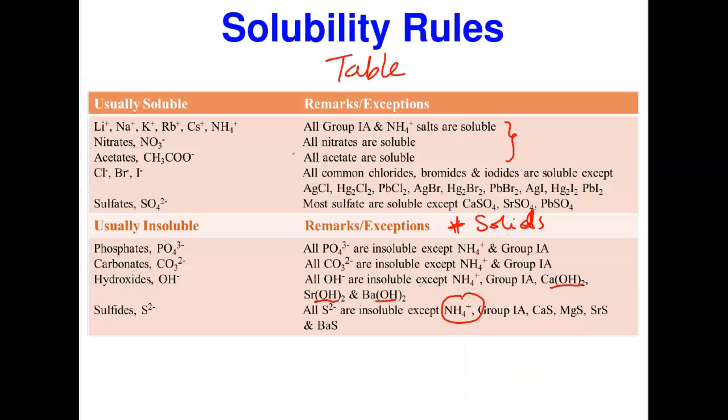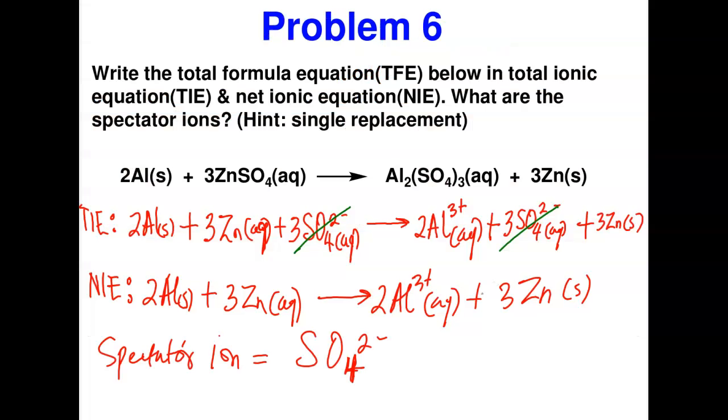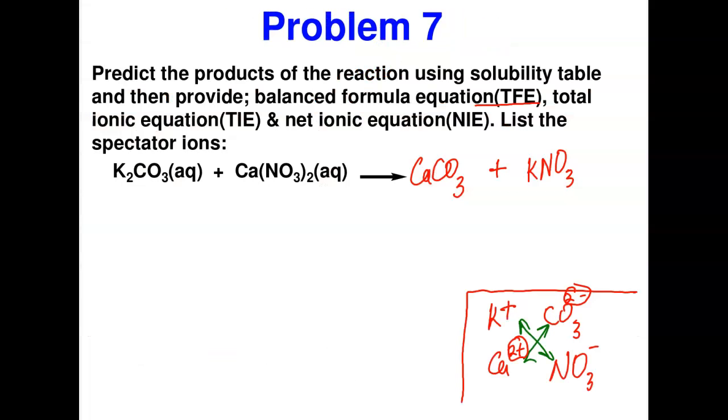First of all, there's nitrate. All nitrates are soluble, no matter what the cation is. So you can easily put it. Again, let's look at the carbonate. They're usually insoluble. All carbonates are insoluble except group 1 and ammonium. And calcium is not group 1, of course. Calcium is group 2, so it will be insoluble. So from that note, this becomes our solid and this becomes our aqueous.